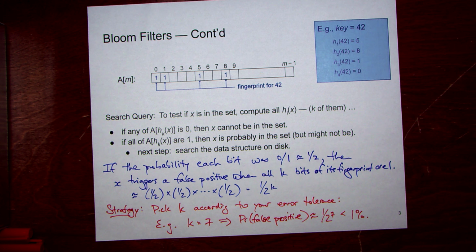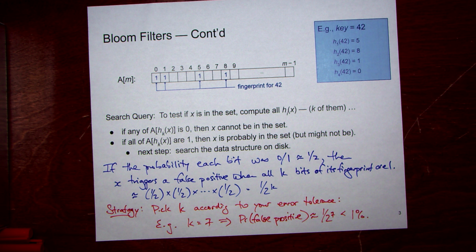Okay, so let me just recap. You prepare your data structure according to whatever keys you have. You have k independent hash functions. You run all your keys through these hash functions. You set to 1 each bit where it touches in the bit vector. Some of them are going to overlap, and that's okay. Therefore, anything that's in the set is going to trigger a yes.